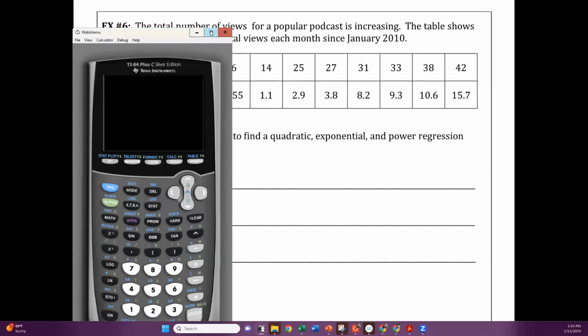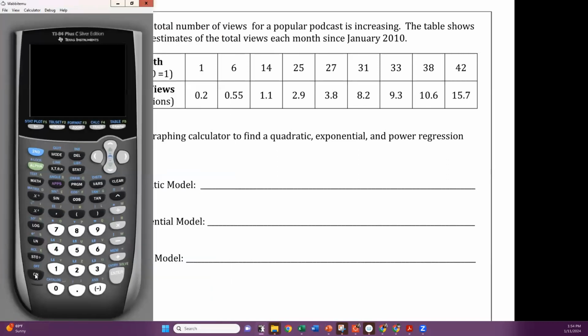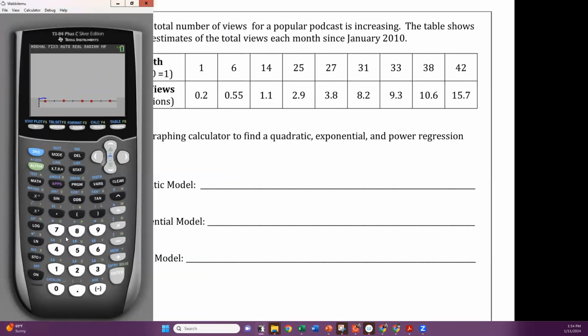So I'm going to grab my calculator. I'm going to reset it. Second, plus 712.